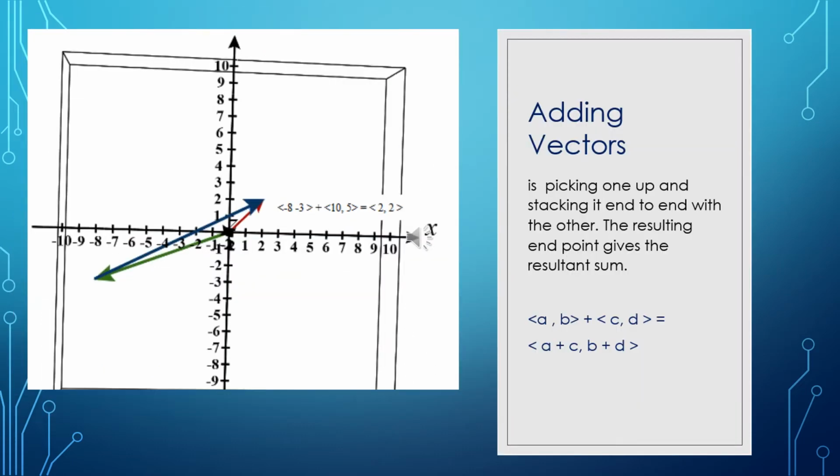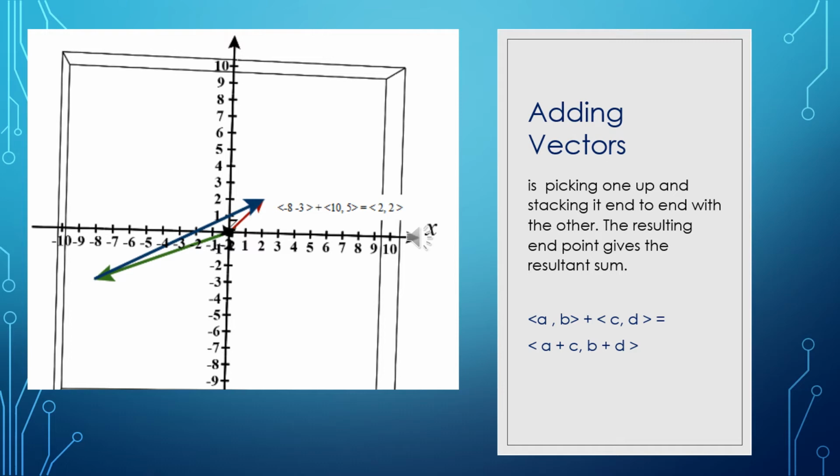If we add vectors, what we're doing is we're literally picking one vector up and stacking it at the end of the other vector without changing the direction of either vector. So here I have -8, -3 being added to 10, 5. So the green vector is the -8, -3, and the blue vector is the 10, 5.